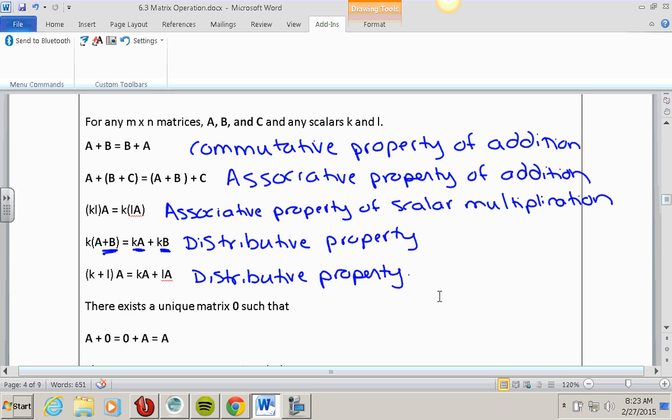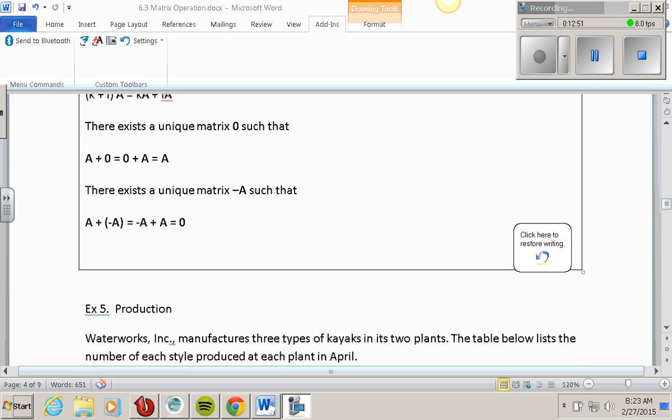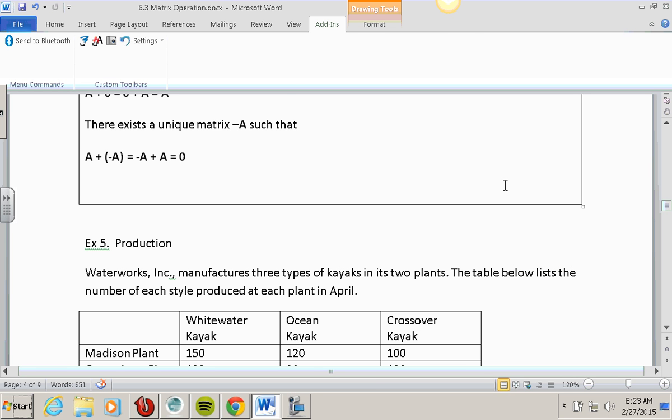So there also exists a unique matrix 0 such that A plus 0 equals 0 plus A, which is A. And that's your additive identity property. And then last but not least, there exists a unique matrix negative A such that A plus negative A equals negative A plus A, which is 0. And that's your additive inverse property.